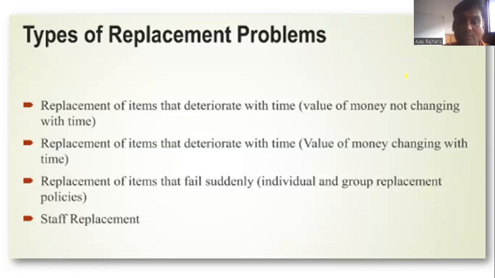These are the types of replacement. First, replacement of items where the value of money does not change with time, according to the times. Second, replacement of items that deteriorate with time.